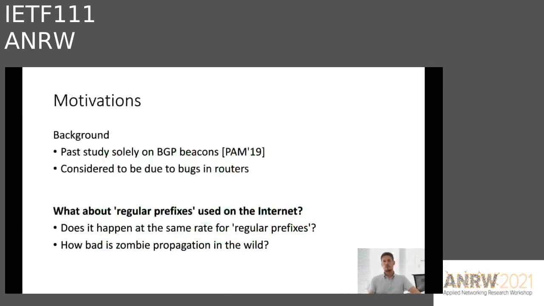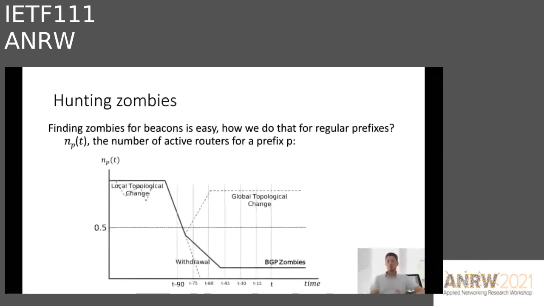So we've looked in the past at these BGP zombies, and we used BGP beacons to do that. That was a work we published in PAM 2019, but it didn't really tell us anything about the regular prefixes we're using on the internet. And this is the goal we set for this work here. We want to monitor BGP zombies for regular prefixes and see if it's as bad as what we've seen for beacons.